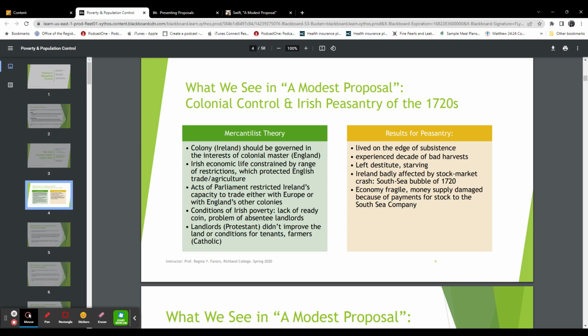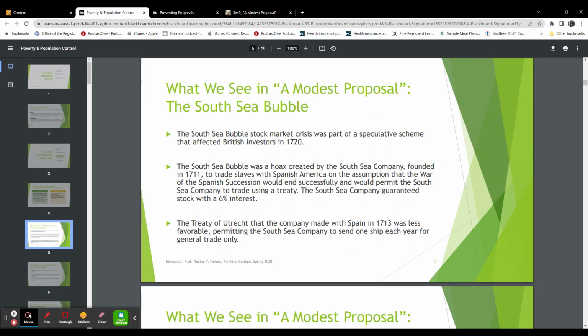Ireland was badly affected by the stock market crash, and the economy is fragile, with the money supply damaged because of payments for stock to the South Sea Company. And then we see with the South Sea Company that there was a stock market crash, a market crisis, part of a speculative scheme, which is just a fancier way to say that someone is basically gambling with your money. And this affected the British investors in 1720. Now, remember, A Modest Proposal is written, or at least published, in 1729.